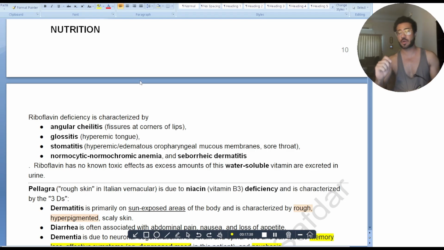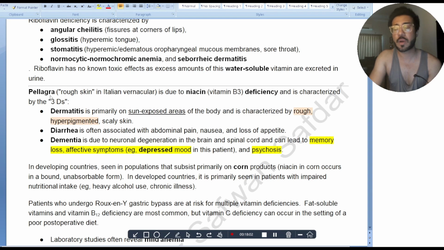Riboflavin, as I told you guys about B3 and B6, the triad is going to be the same for B3 and B6, that is angular cheilitis, glossitis, that is inflammation of the tongue, and stomatitis. Stomatitis means inflammation of the mucous membrane, presents as sore throat. And they also talk about niacin deficiency that causes pellagra, 3Ds: dermatitis, diarrhea, dementia. Dermatitis would be hyperpigmented, scaly in sun exposed area. Dementia would be basically memory loss, depressed mood, or psychosis.